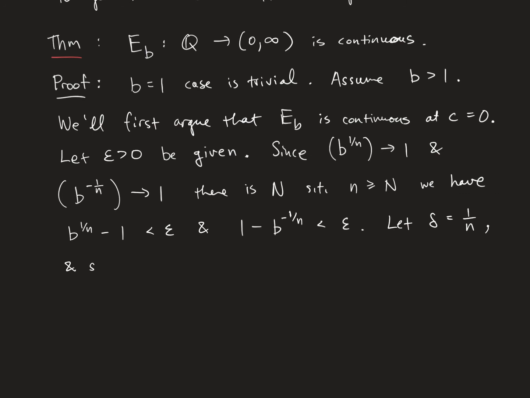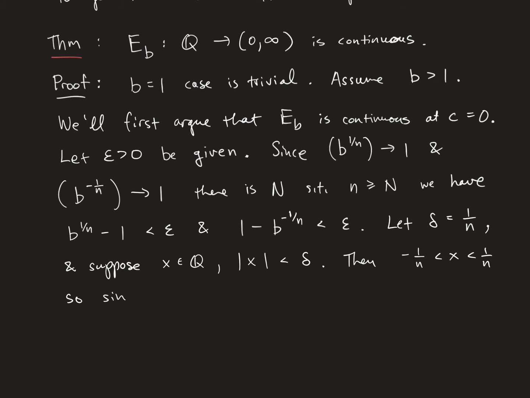And suppose that x is a rational number, and the distance between x and 0, in other words, the absolute value of x, is less than this delta. Well, then, as in the picture, since delta is 1 over n, this just means we have negative 1 over n is less than x is less than 1 over n.